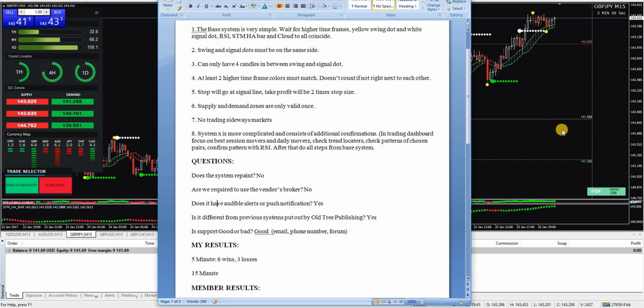You won't just be able to look at the chart and say, I'm going to take this trade because everything's lined up. You know, you're going to have to look at the different patterns that they give you. There is, like I said, the PDF. When you see the pattern, you're going to have to go to the PDF and just follow the instructions there and see how to confirm everything. I mean, there's just a lot of extra that some of the other systems did not require. So this is definitely not the same as a lot of the other systems I've tested from Old Tree Publishing.